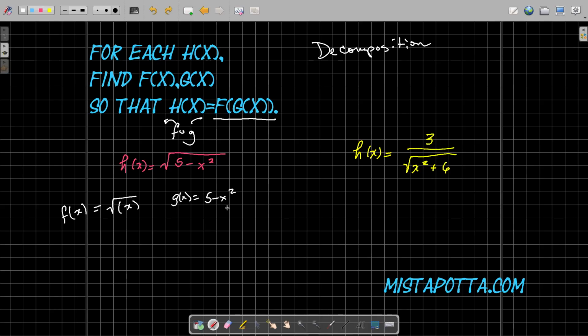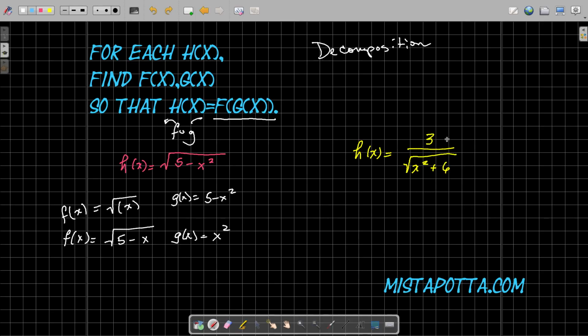Now, is this the only way I could have done it? Certainly not. I could have said that f of x is the square root of 5 minus something, where that something is x squared. So there are many different ways that we can do this, and sometimes the tricky part is not knowing how to do it, but knowing which one of these we actually want. And so I'm going to finish up with this example here.